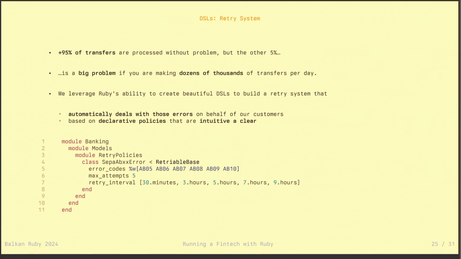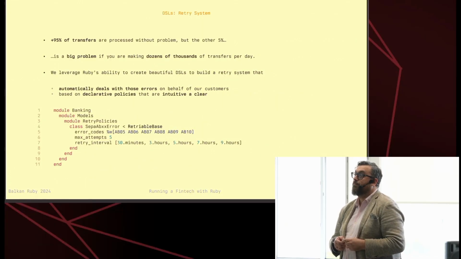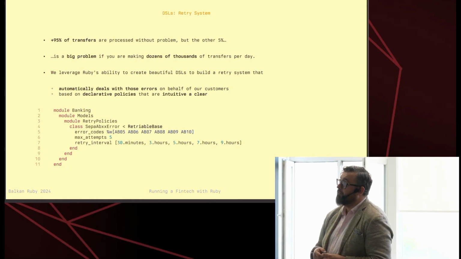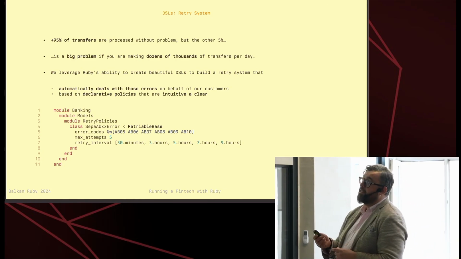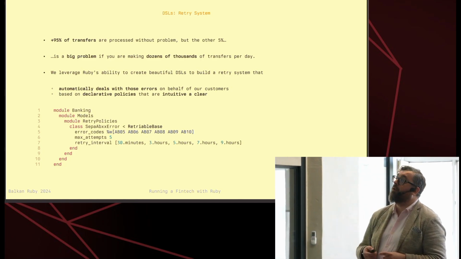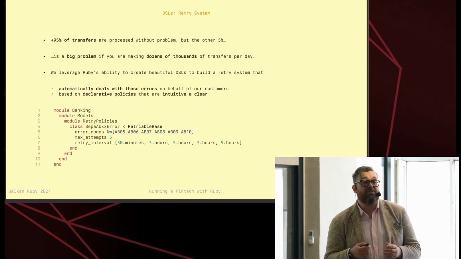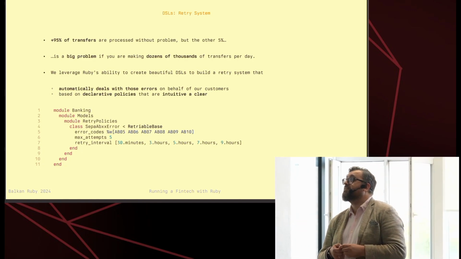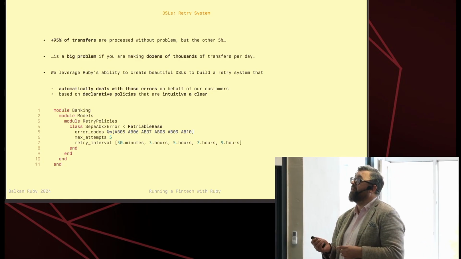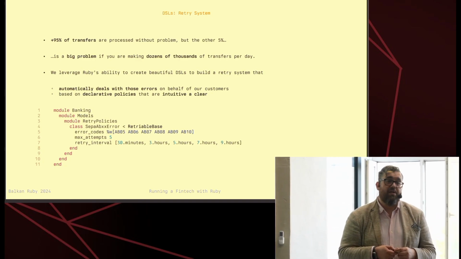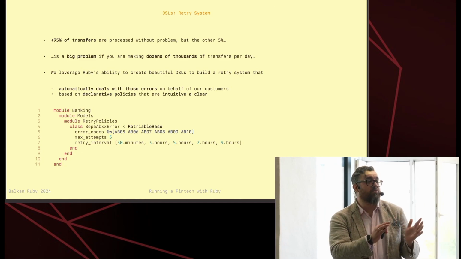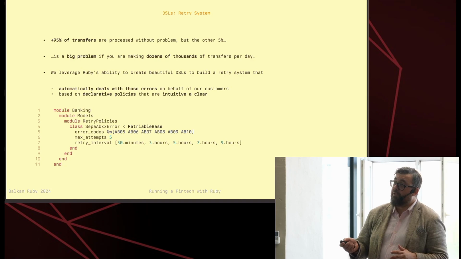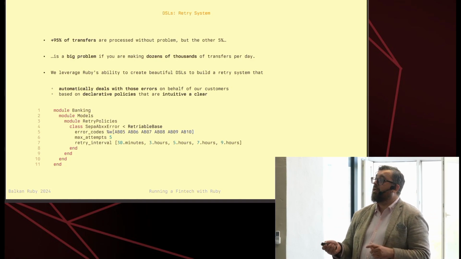Another few things that we discovered there where we were just very happy to be using Ruby for. A retry system. Like I say, most of the transfers happened without any problem, but if you move a lot of transfers for a day, even a 2% or 3% rate is a lot of transfers. So we have been creating DSLs to collect the type of policies that we want in certain scenarios. This is a real one. This is the complete code. There is no simplification here.